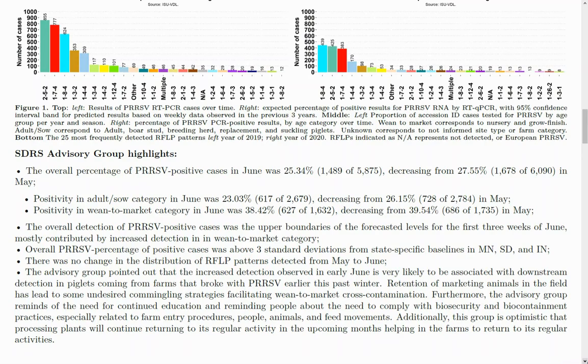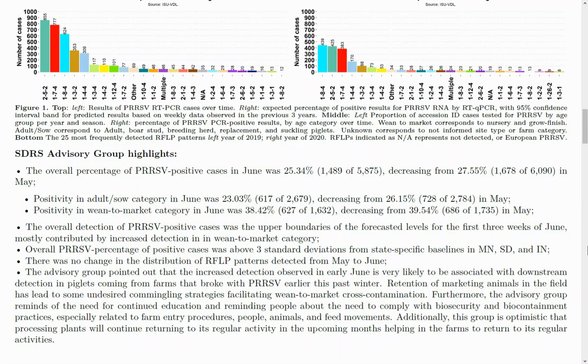Yeah, great thoughts, great comments. And so, a little bit deeper here in the PRRS section, Giovanni, last month there was new information introduced here, where you had in the bonus page the ability to monitor agent detection at the state level. And now in July, you had a statement saying that the percentage of PRRS positive cases was above 3 standard deviations from state-specific baseline in Minnesota, South Dakota, and Indiana, right? So what is that information referring to? Can you elaborate a little bit more for us?